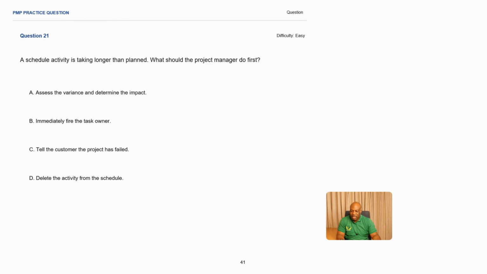Practice question number 21, okay? So a schedule activity is taking longer than planned. What should the project manager do first? Okay, so the question here is about first. The difficulty here is easy. So what is our problem statement? A schedule activity is taking longer than planned. What should the project manager do first?